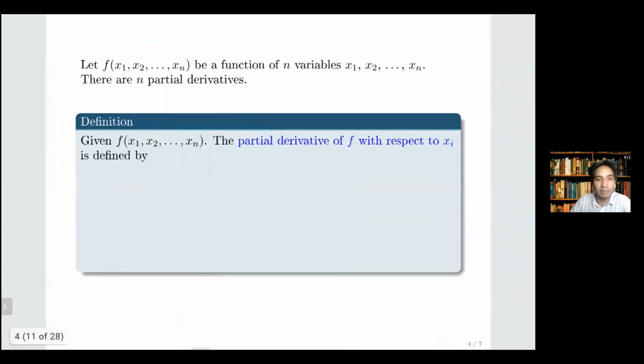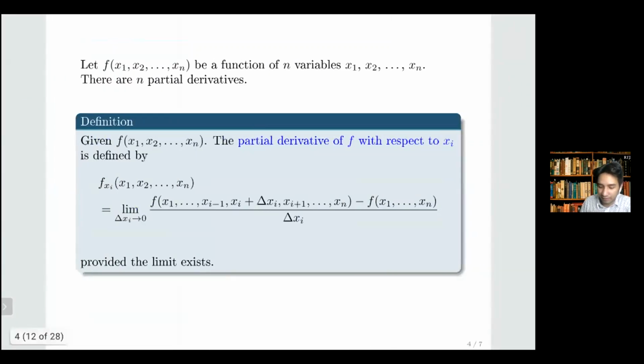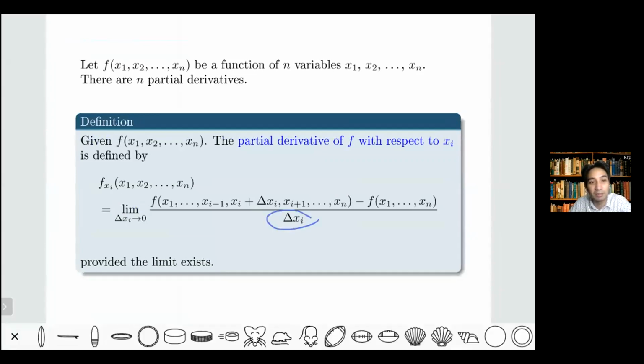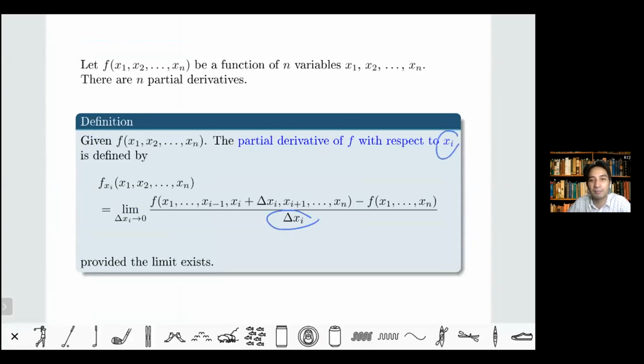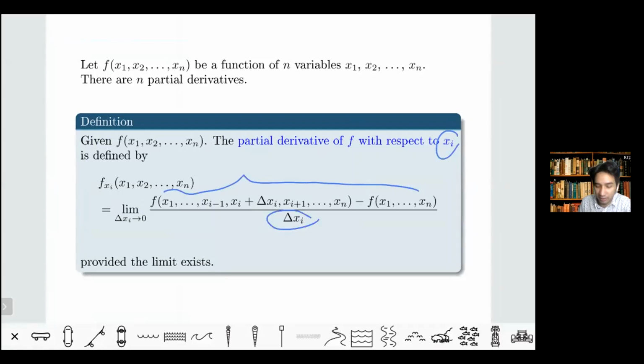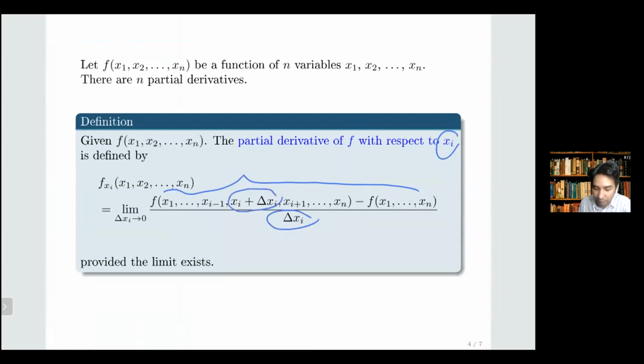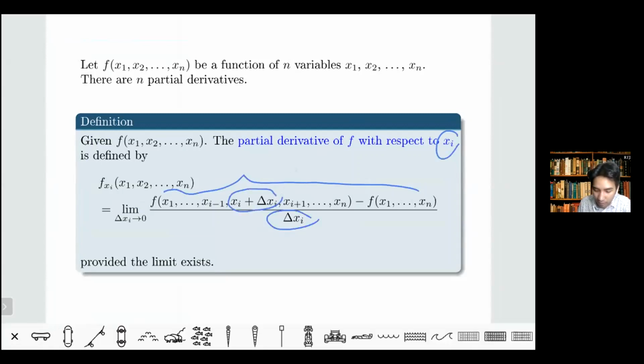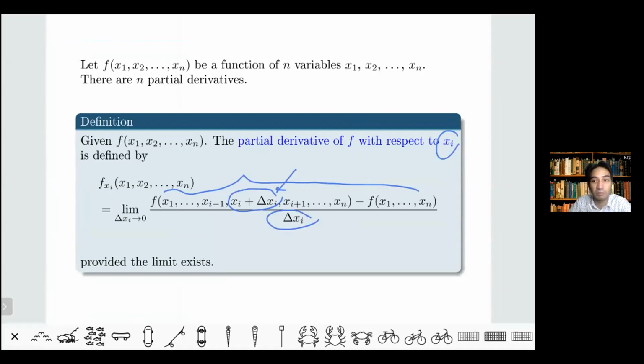Okay. The formal definition is given by the following. The partial derivative of f with respect to x sub i. So ganun din, yung denominator that will always be the change in the input, x sub i. Okay. So ano yung pagbabago sa x sub i? Tapos yung numerator here, ito yung corresponding change in the output kapag binago mo yung ith variable. So ito yung change in the ith component. And of course, everything provided the limit exists.